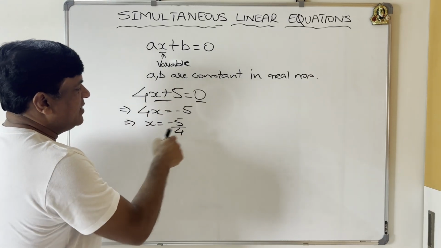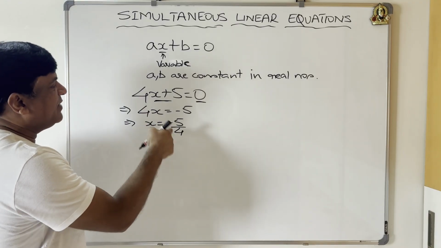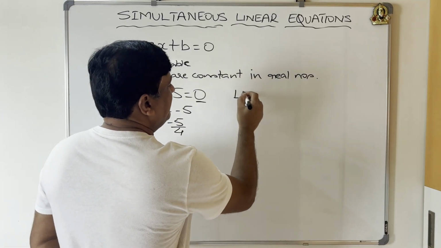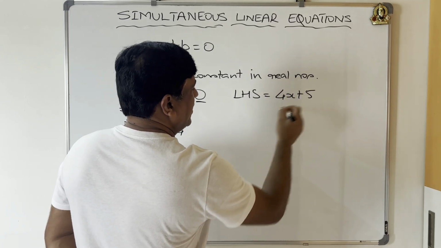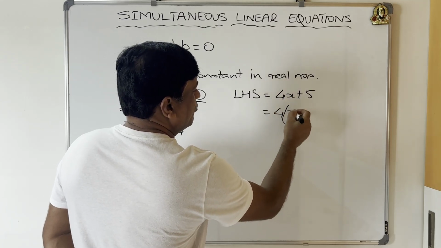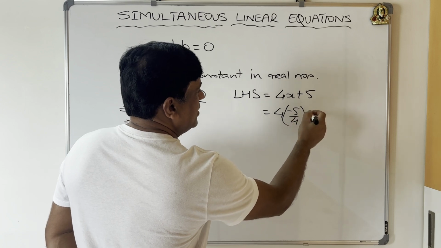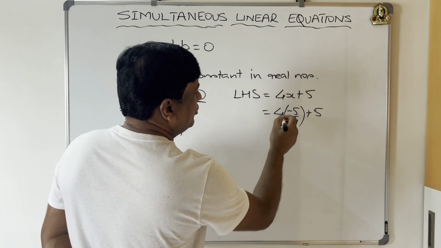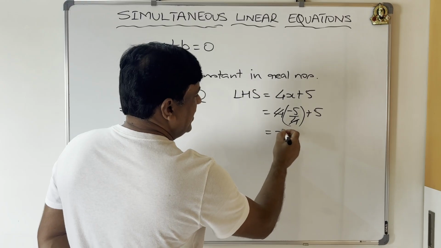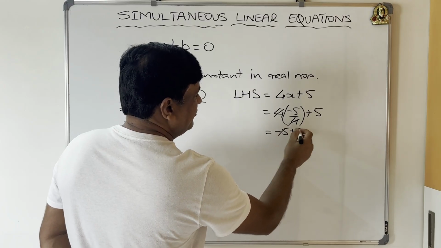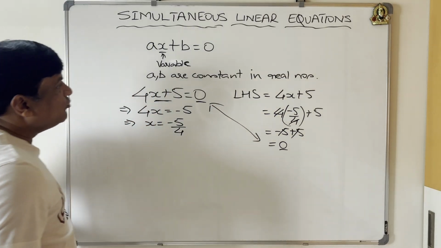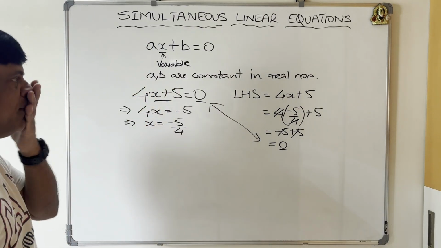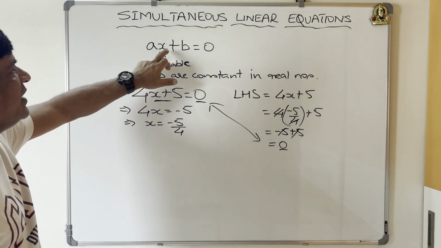Now let's look at it. Let's plug in the value of minus 5 by 4. On the left hand side you have 4x plus 5. Now I'm going to plug in that value: 4 times minus 5 by 4, plus 5. So what do you get? The 4 gets cancelled. It is minus 5 plus 5. These two get cancelled and you get a 0. Look at it, they both are the same. So this is what you have studied till now. These are linear equations.